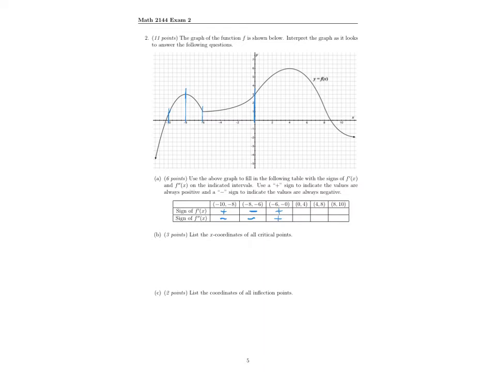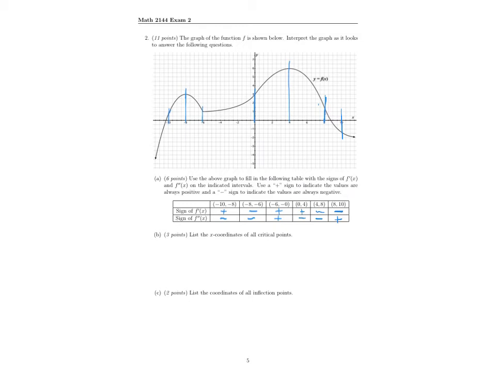From 0 to 4, so x equals 0 to x equals 4, f is increasing, so f prime is positive, but f is concave down, so f double prime is negative. From 4 to 8, my function f is decreasing, so f prime is negative, and it's concave down, so f double prime is also negative. And from 8 to 10, my function is decreasing, so f prime is negative, and it's concave up, so f double prime is positive.